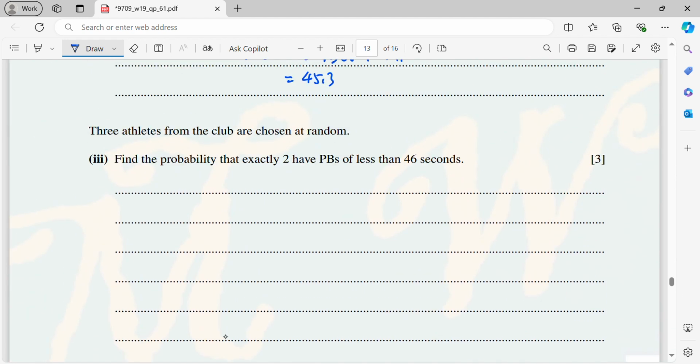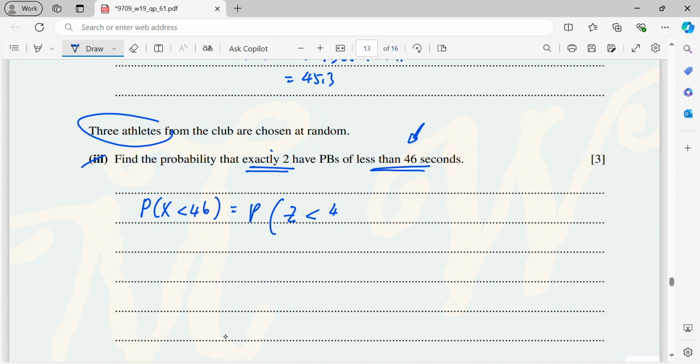Now, 3 athletes from the club are chosen at random. Part 3, find the probability that exactly 2 have PBs of less than 46. So firstly, I have to find the probability of less than 46 seconds. Then from there, I consider 3 athletes and exactly 2 with that. That means firstly I find the probability using the normal distribution, followed by the binomial distribution. So P(X < 46) is P(Z < (46 - 49.2)/2.8). You standardize it. Then this is going to be P(Z < -1.143).